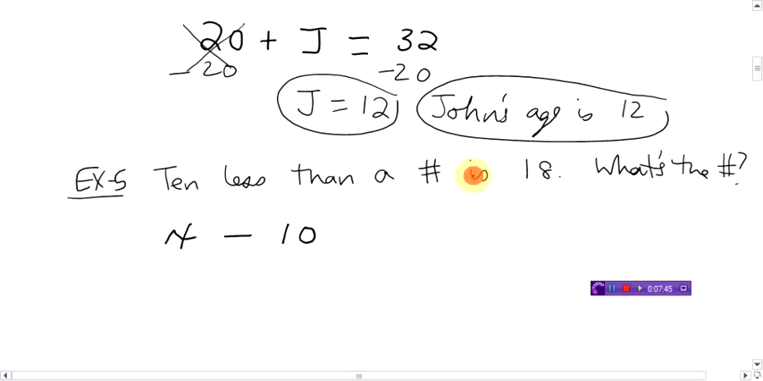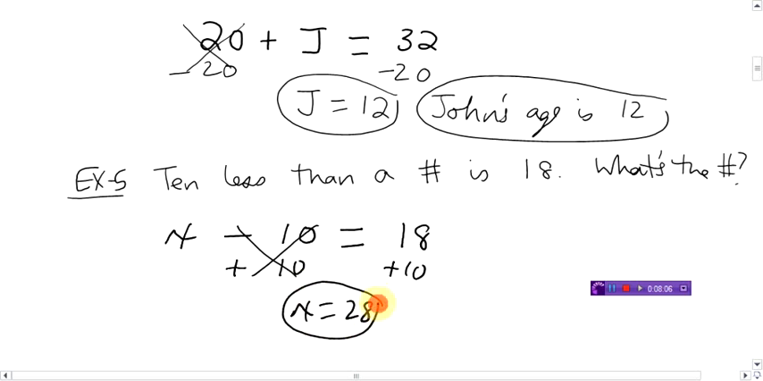Is 18. What do you think is means? Equals 18. What's the number? Let's do the algebra. There's the x. It's being subtracted by 10. So let's add 10 to this side. The numbers are gone. X equals 28. So the number is 28. Done.